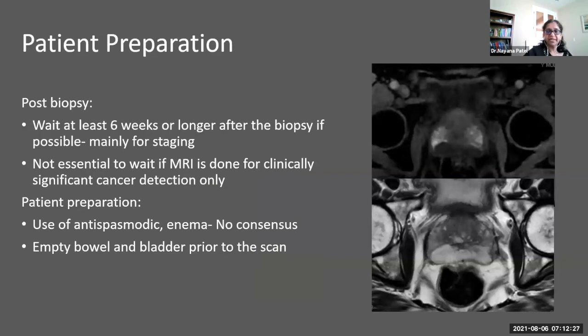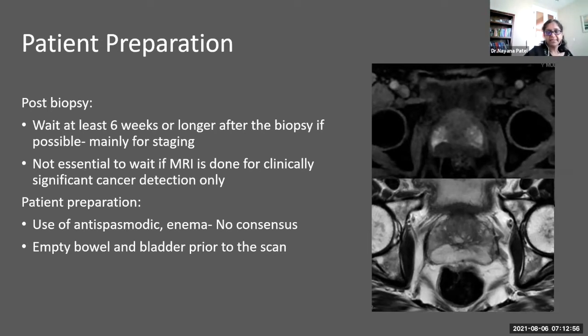For the patient preparation, one thing to remember is that the hemorrhage related to the prostate biopsy can stay within the gland for a long time, and it can hinder the evaluation of the prostate cancer. So it is advisable to wait for at least 6 weeks or longer after the biopsy, if possible. It is not essential to wait if MRI is done only for detection purpose.